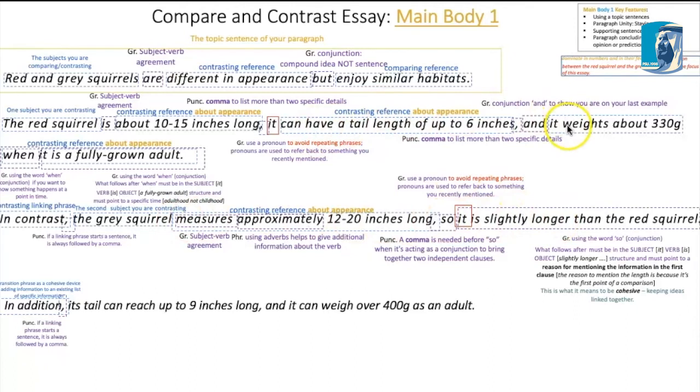Here I have 3 pieces of information. Here I've only mentioned 1. Okay, so we then go in order. Its tail can reach up to 9 inches long. So avoid using repetition of the grey squirrel and use the pronoun. Okay, why do we not have an apostrophe before the S? Because this is not the word it with the verb is. When you put the S on it without an apostrophe, it is saying the subject, grey squirrel, has something that belongs to it. Okay, so it's the ownership.